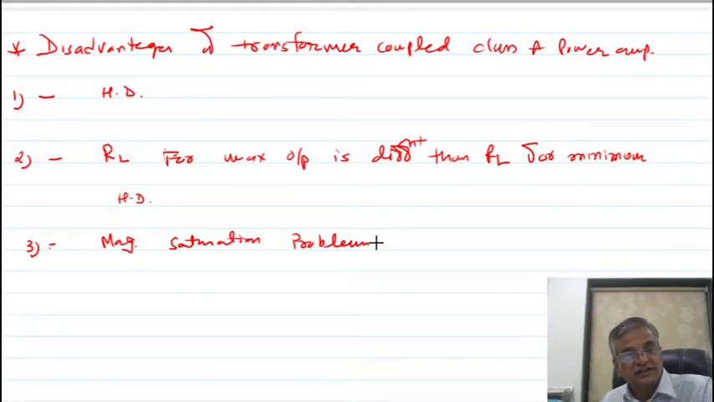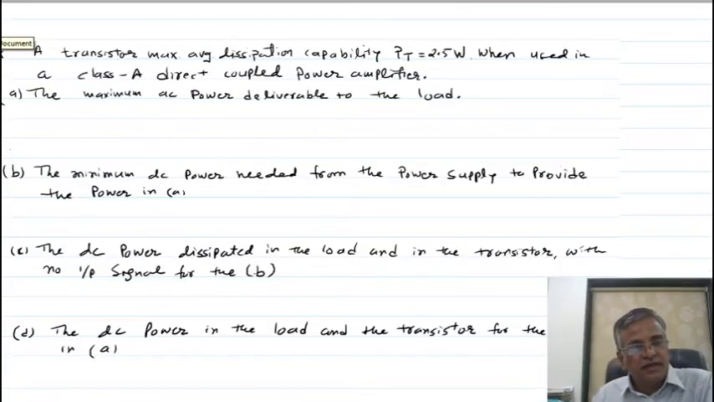These are the three disadvantages of a transformer coupled amplifier. We will see how these three disadvantages can be removed in a push-pull amplifier. Before going to the push-pull amplifier, let us see two numericals. Let us see the basic numerical.